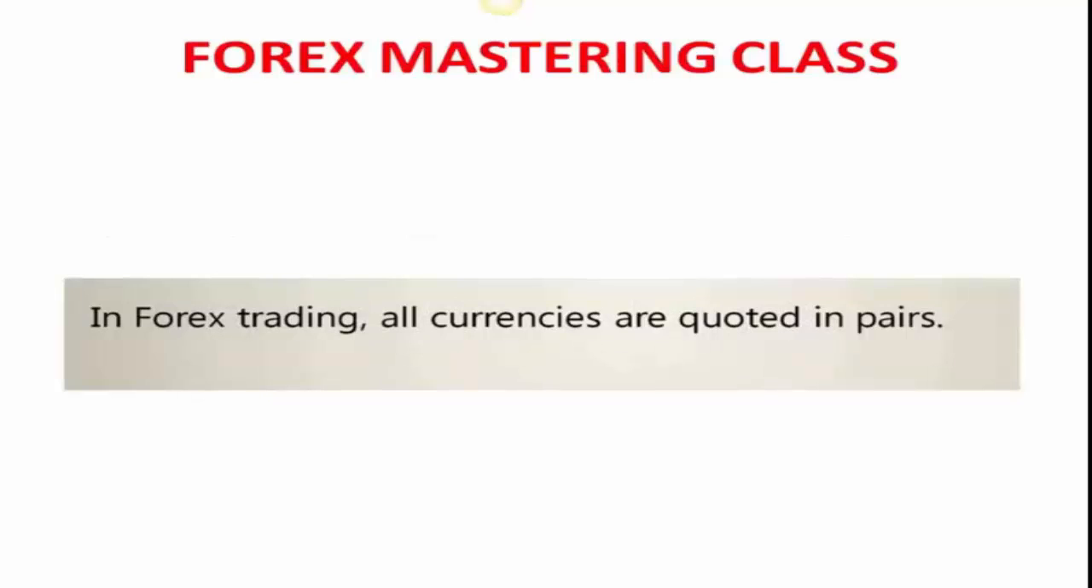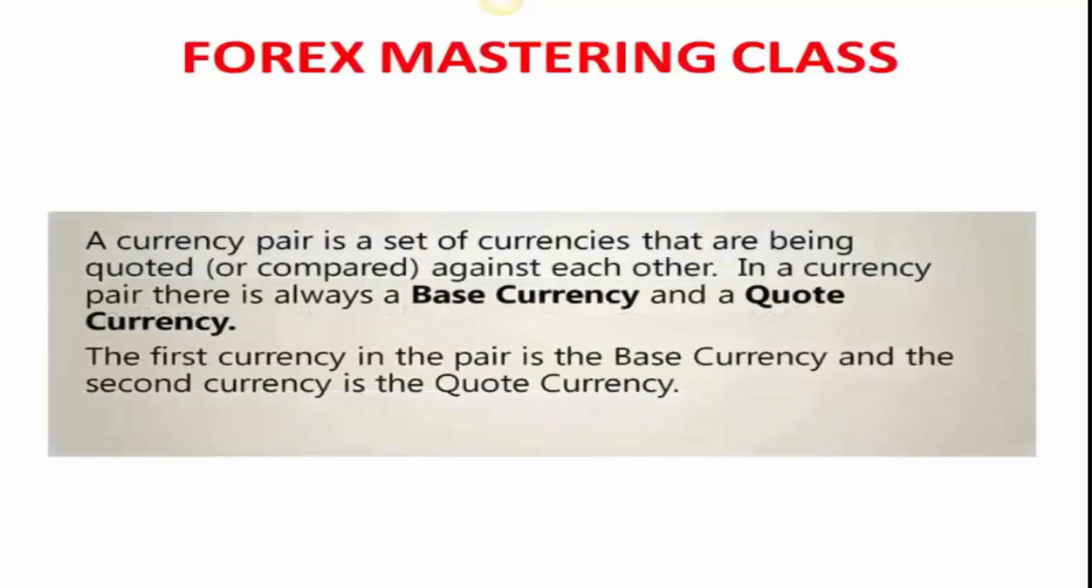That is, you can't just go to the forex market and say you want to trade a currency alone. Before you trade a currency in the forex market, it must be compared with another currency, quoted together, so that you can trade when one is weak and the other one is strong. That's what we trade in forex. So a currency pair is a set of currencies that are being quoted or compared against each other.